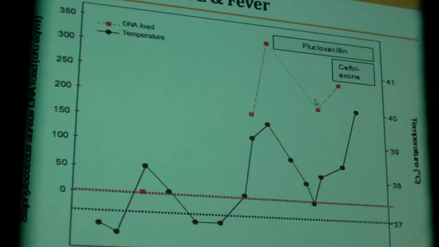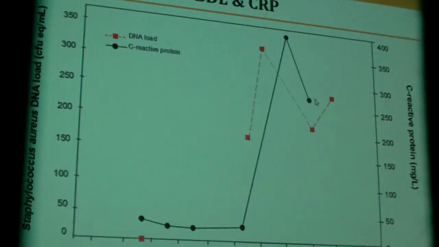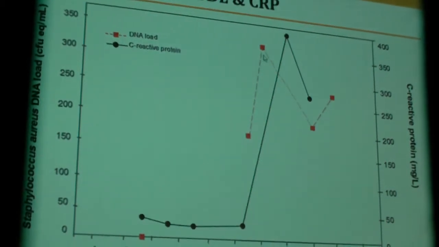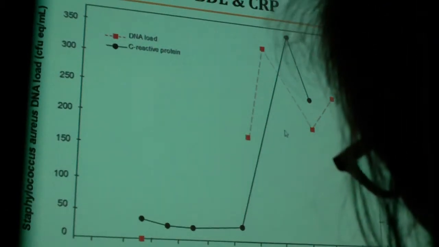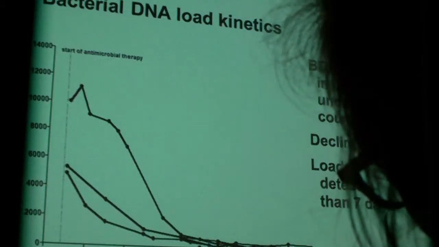So this is an example that really shows that we can do something with these loads. The same is when you look at the C-reactive protein, which is a marker for an infection in patients. You also see that the C-reactive protein increases very largely over here, but it goes almost in parallel with the DNA load. So that was another proof that really something is applicable with this bacterial DNA load.